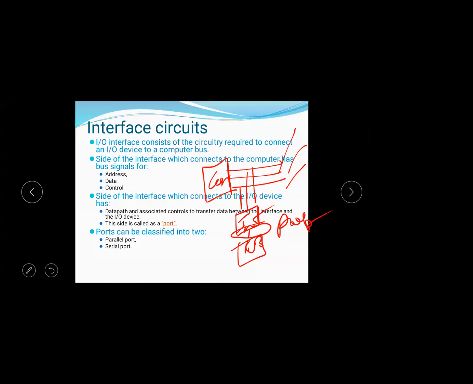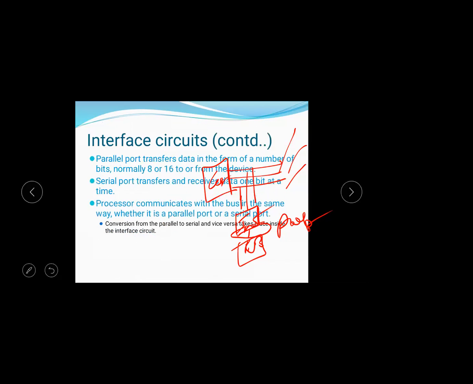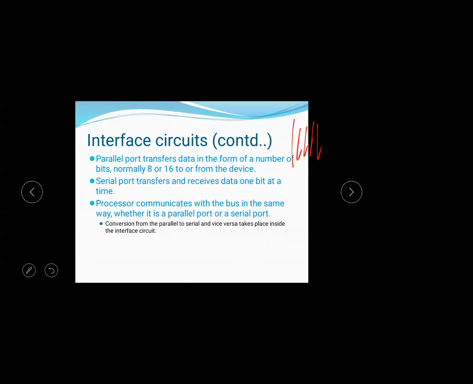The ports can be operated in two modes: parallel port and serial port. A parallel port transfers data in the form of a number of bits, normally 8 to 16, to or from the device. Parallel port means that at a time 8 bits are transmitted to the interface circuit. In a serial port, only one bit is transmitted at a time; only one line is there through which all the bits are transmitted.